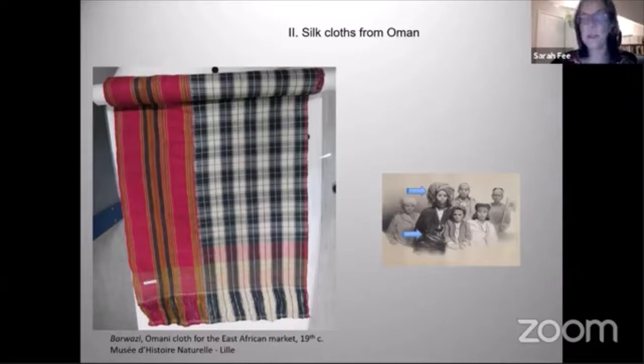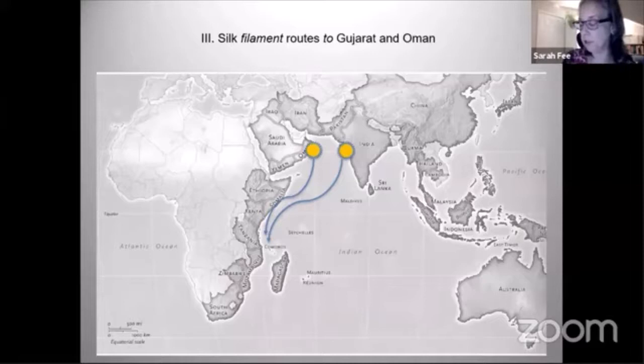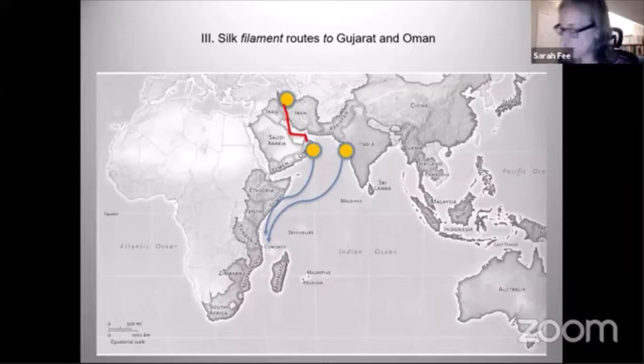Now, neither Gujarat nor Oman had Bombyx sericulture, so where did their weavers get silk filament? They also relied on imports. By the 18th century, if not earlier, Oman relied on imports of silk filament from Iran. As you know, Iran from the 6th century at least had its own Bombyx sericulture and exported its excess filament down the Gulf.